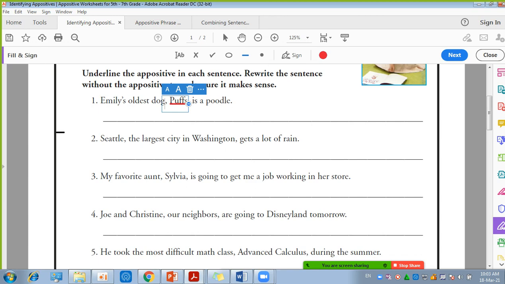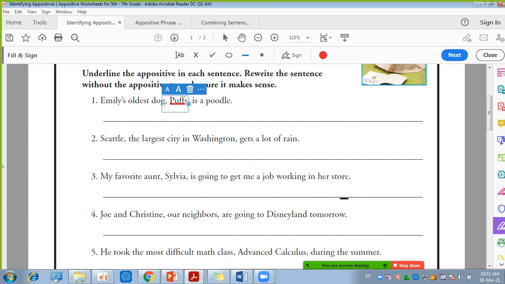If I just read it without the non-essential one, can you read it, please? Emily's oldest dog is a poodle, that's right. The name of the dog is not important because I have mentioned a more specific piece of information, which is by connecting him to Emily. So now I'm specifying that this dog that belongs to Emily is a poodle. The name is not important for me now.